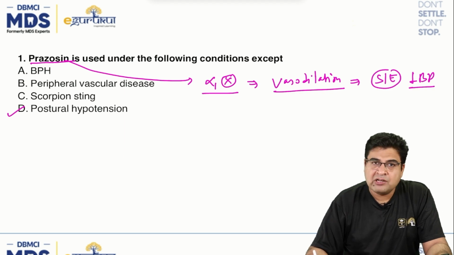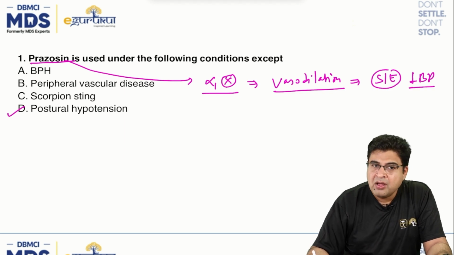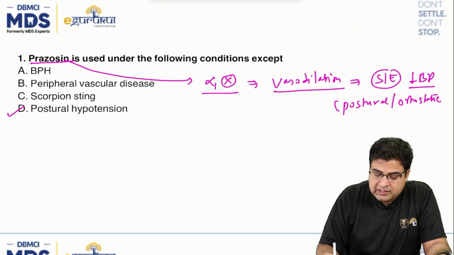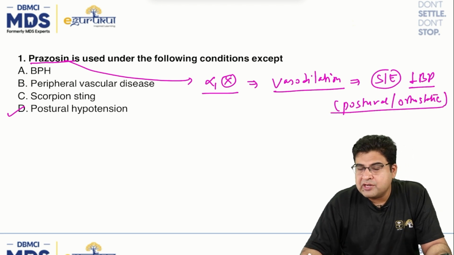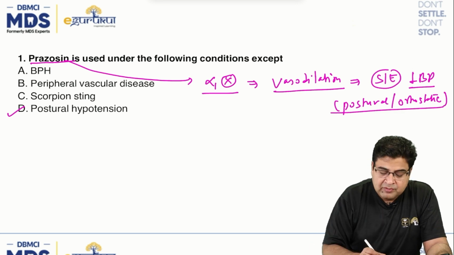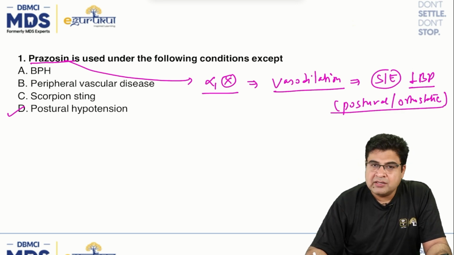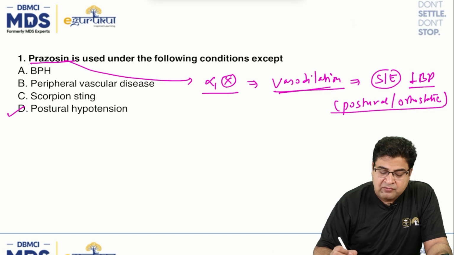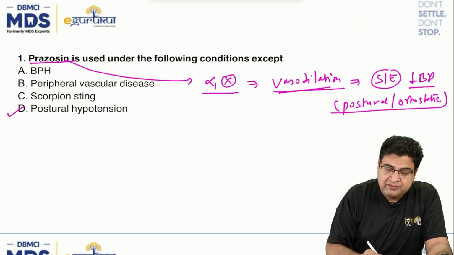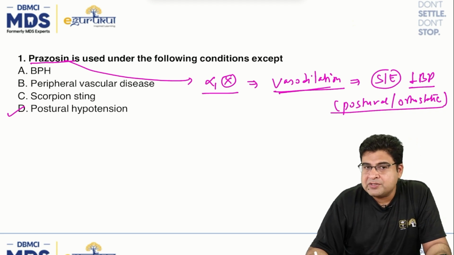And this hypotension episodes will be more commonly seen whenever the patient will change his body posture. We call it postural hypotension and orthostatic hypotension. So this side effect, postural hypotension, orthostatic hypotension, is a side effect of prazosin. It is never given for the treatment of postural hypotension. Rather, this medicine, which is a vasodilator, we can use for the treatment of hypertensive crisis. Right? So postural hypotension, a side effect of this medicine, is the answer where prazosin is not used.